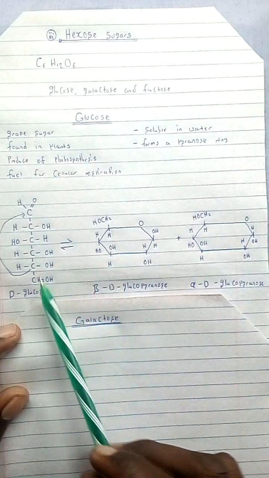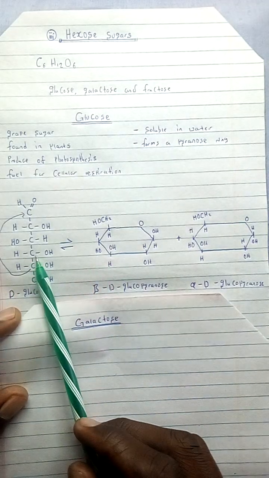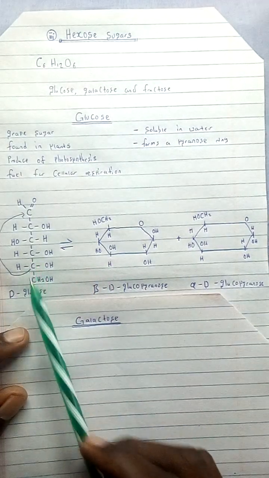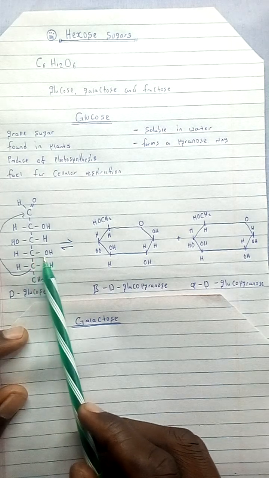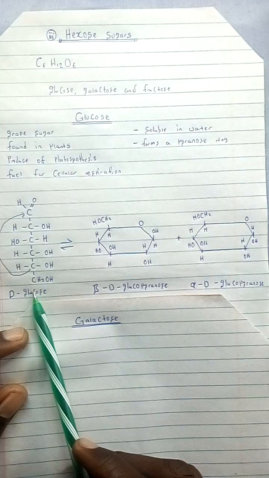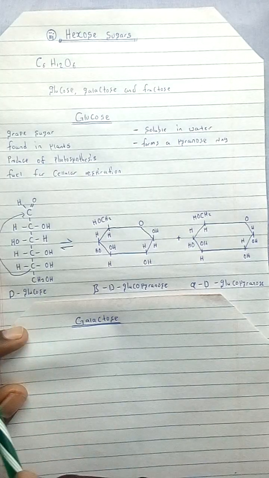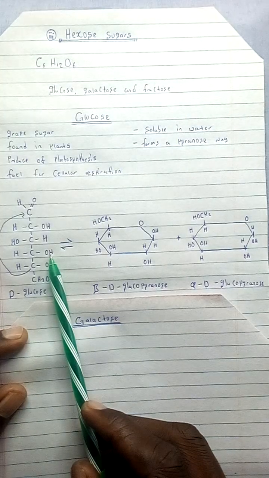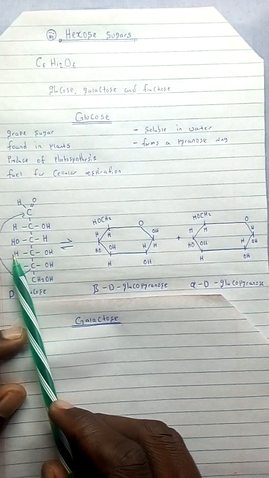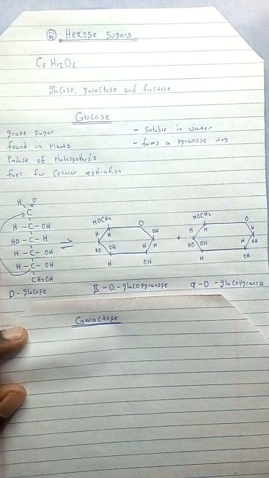The same thing applies when we come to the straight chain. For D-glucose, we are talking about D, not L, the OH group is this side. So in galactose, it will come this side and the H will come this side. That's the difference.